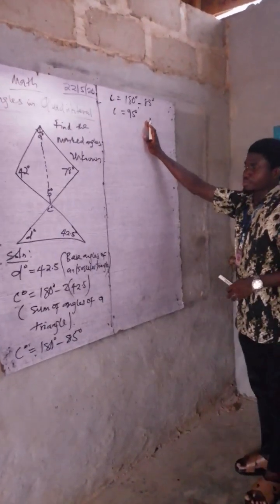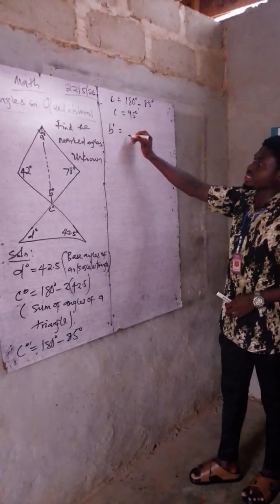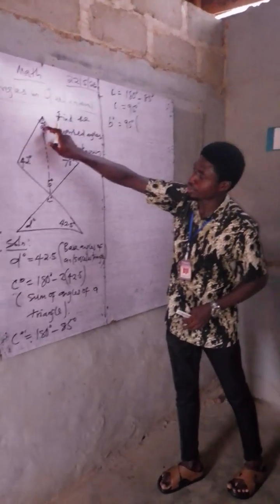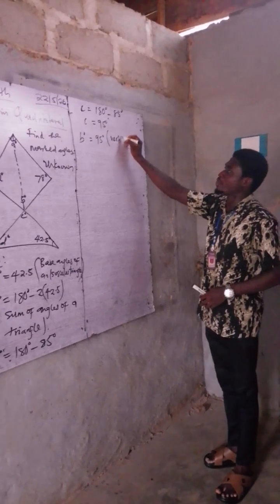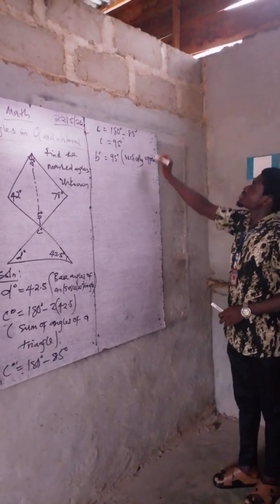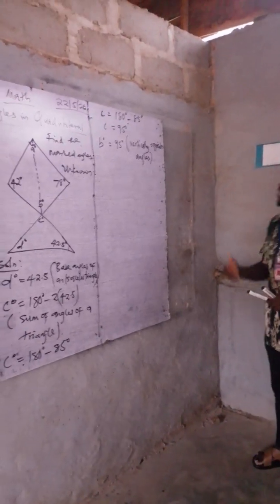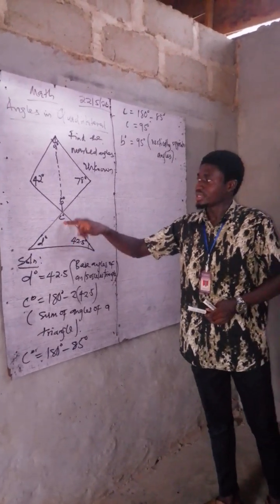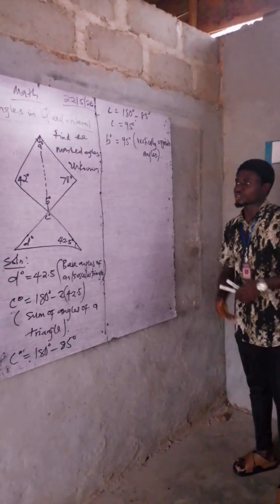So this B degree here, take note, is going to give us the same 95 degrees, because this angle and this angle on the opposite side are called vertically opposite angles. So we have succeeded in D. We have also succeeded in C degrees. We have also succeeded in B degrees. So the final one now we have to search for is A degrees.